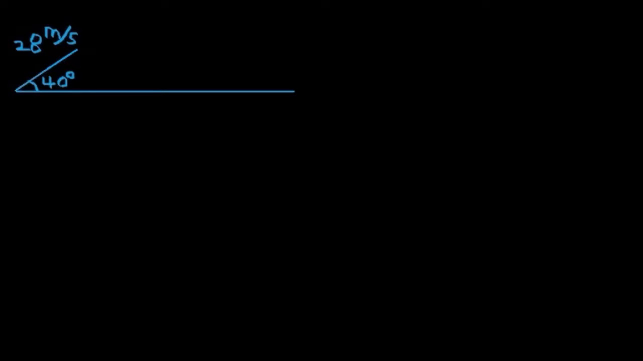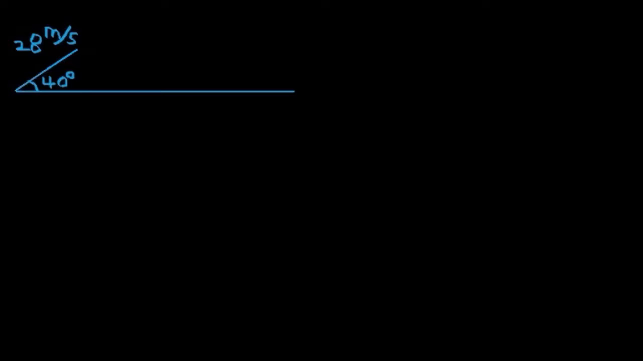Okay, so today we're gonna tackle this question. It's a physics problem, a projectile motion that takes place on the ground. So here we're given an object being thrown at 28 meters per second at 40 degrees off the ground.